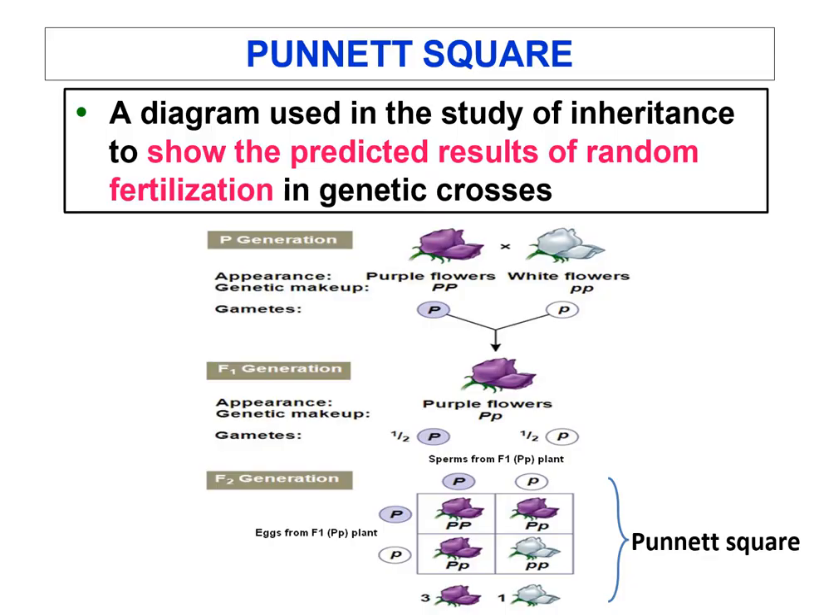Punnett square is a diagram used in the study of inheritance to show predicted results, and usually Punnett square is used when two different individuals are crossed and have many different gametes. If only one type of gamete, we will not use the Punnett square.